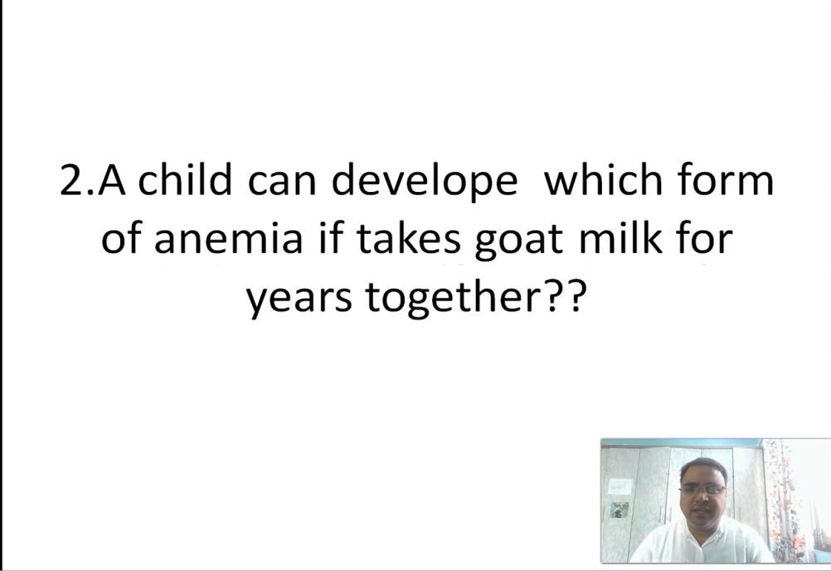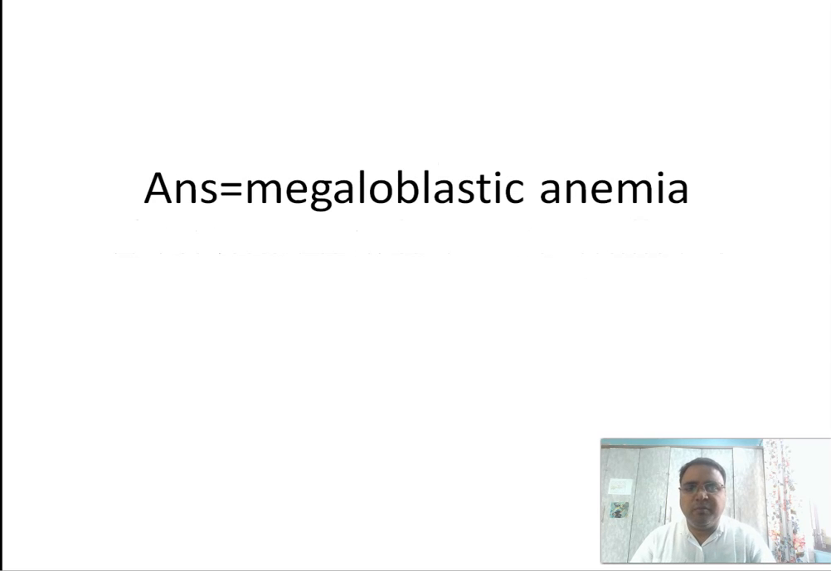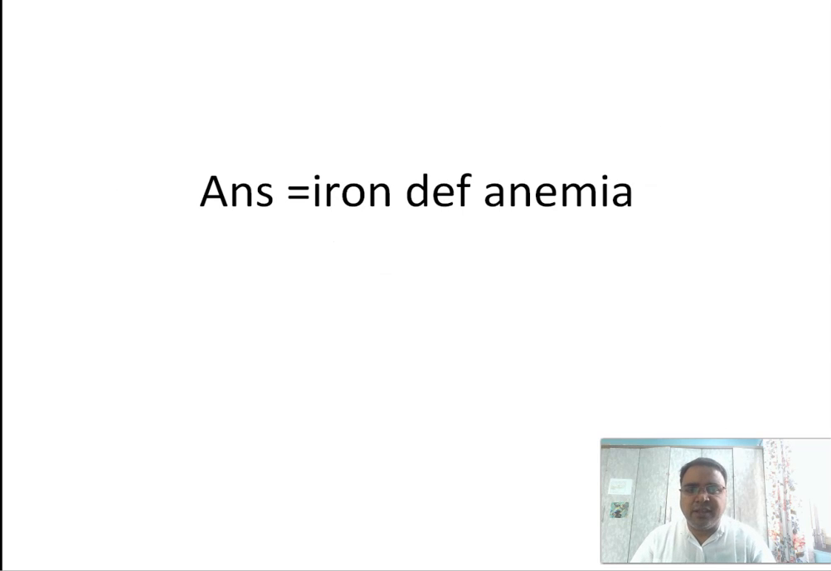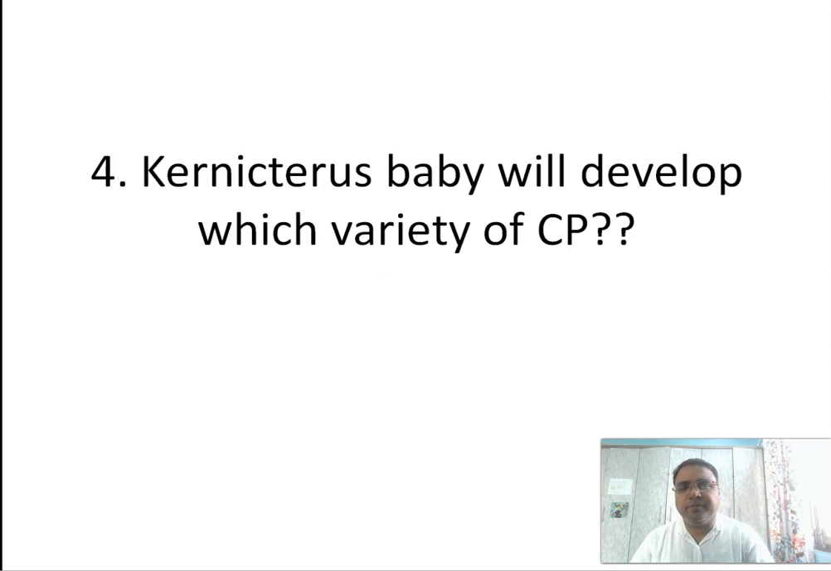Next question. A child can develop which form of anemia if it takes goat milk for years together? The answer is megaloblastic anemia because of folic acid deficiency. Similarly, a child who takes cow's milk for months or years together, which anemia may the child develop? The answer is iron deficiency anemia.